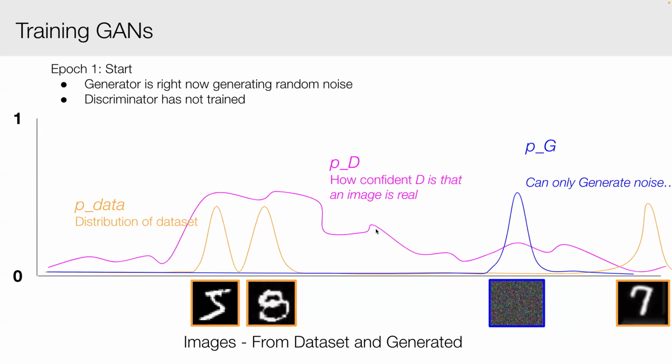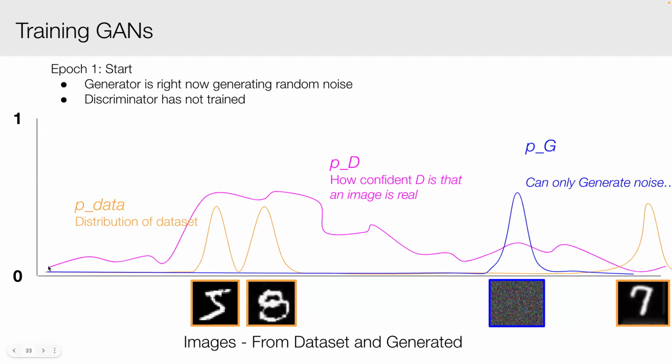So the discriminator is doing its own thing, right? Remember, this is a probability distribution. So at this point, the discriminator is roughly 0.4% sure this is a real image. And at this point, it's like 0%.